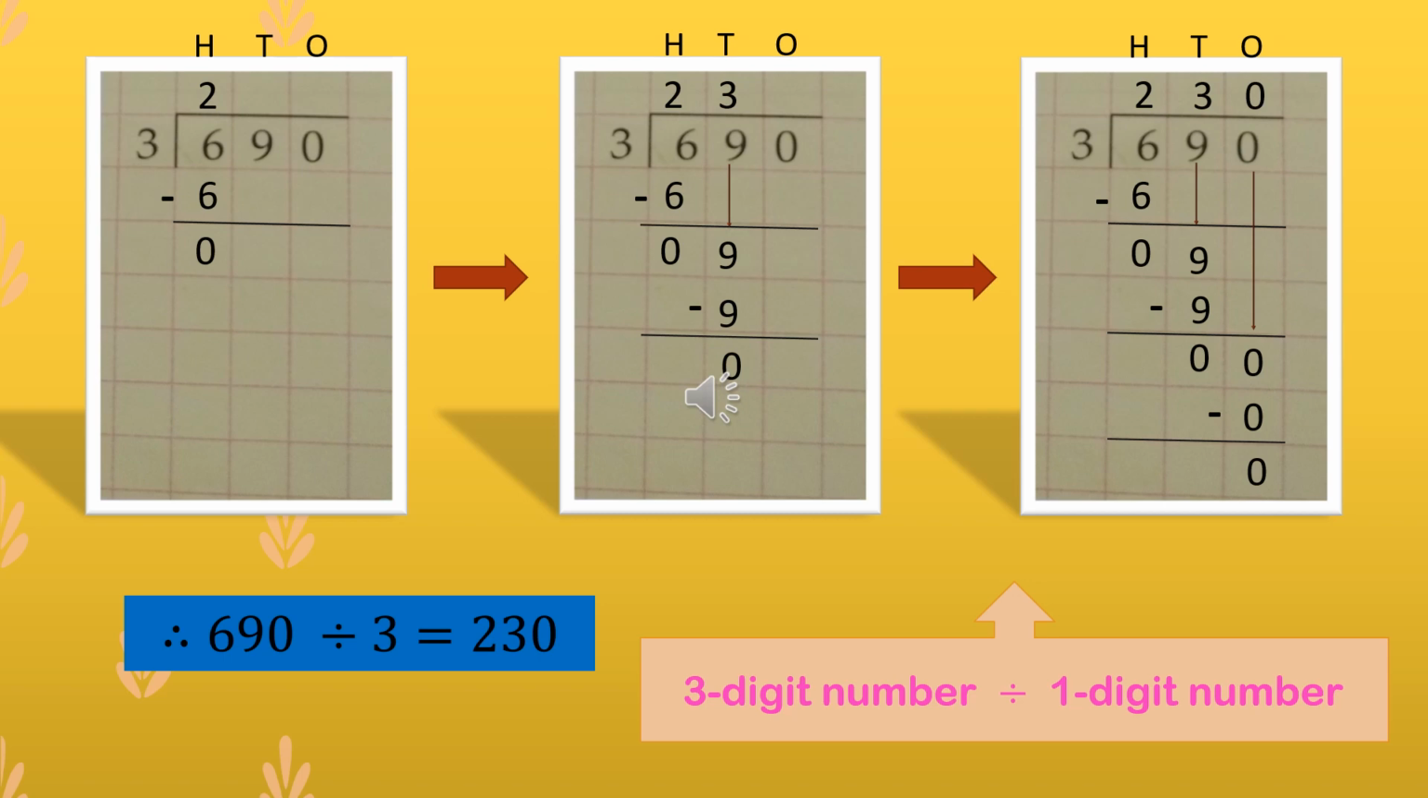First we will take the number which is at the hundreds place, that is 6. So 6 divided by 3, we know 3 2s are 6. So 2 we will write at the quotient place and 6 we will write just below the number 6 which is at the hundreds place. Now what will we do? We will subtract it. Yes, 6 minus 6, that is 0.